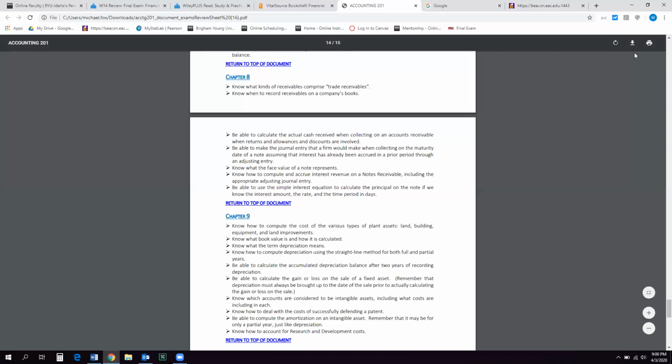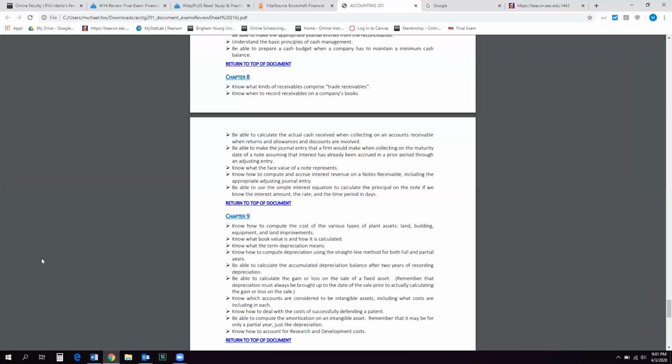Be able to make the journal entry that a firm would make when collecting on the maturity date of a note, assuming the interest has already been accrued in a prior period through an adjusting entry. This is one that a lot of people miss, and I think they miss it just because they forget about adjusting entries way back in chapters 3 and 4, where we learn about that. You forget that when you get to the end of the accounting period, you do this adjustment to show the interest payable, or the interest receivable, depending on the situation.